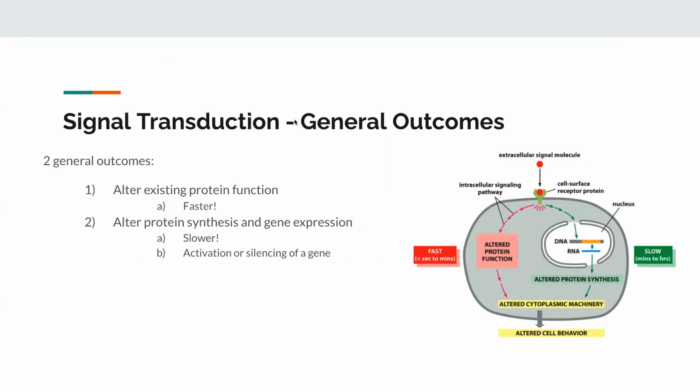So there's 2 general outcomes of signal transduction. Signal transduction can cause an existing protein function to be altered, and this is going to be a lot faster compared to the other outcome, which is altered protein synthesis and gene expression. This is a lot slower because we're causing activation and silencing of a gene. So for that one to occur, there's way more steps of what's getting made, what's getting silenced, versus just, this is a protein we already made, let's just change its function a little bit and send it on its way.